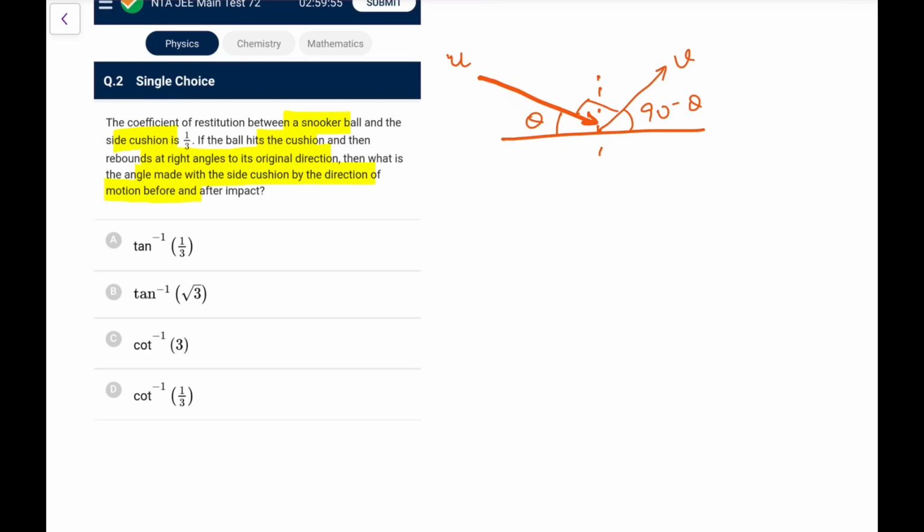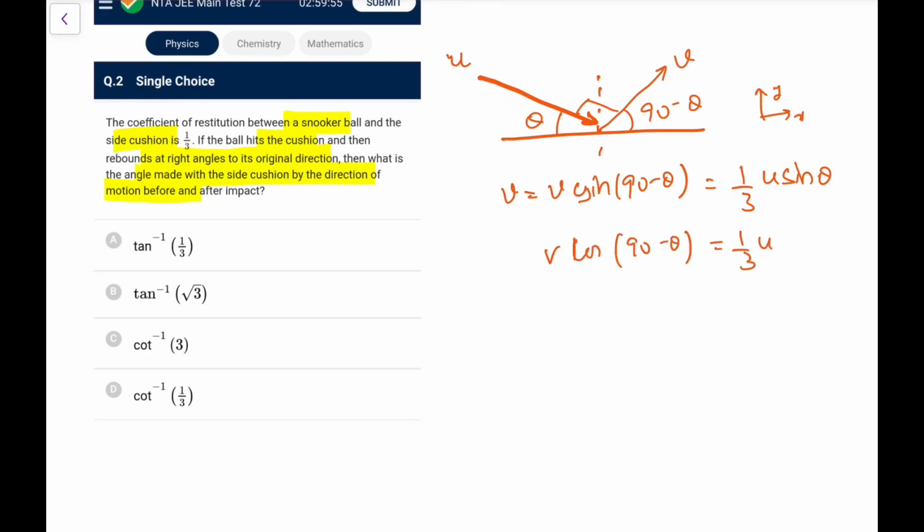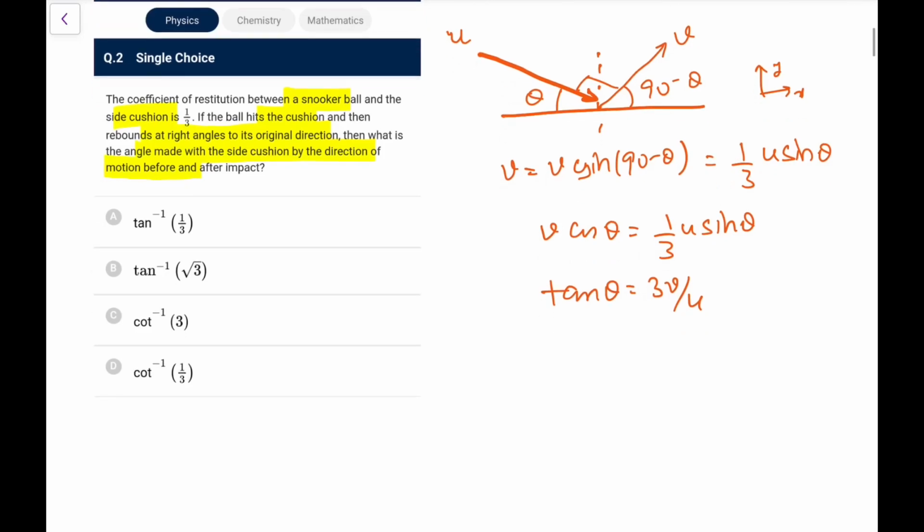Now what we have, coefficient of restitution is 1 by 3. So first of all, the vertical component, let's say x and y, vy is equal to v sine of 90 minus theta, that would be equal to 1 by 3 times u component downwards, which is u sine theta. So v cos of 90 minus theta... sorry, sine of 90 minus theta, that means v cos theta is 1 by 3 u sine theta. So first of all, from here I can get tan theta equals 3v by u. Next, because the x component will remain unchanged, u cos theta would be equal to simply v sine theta.